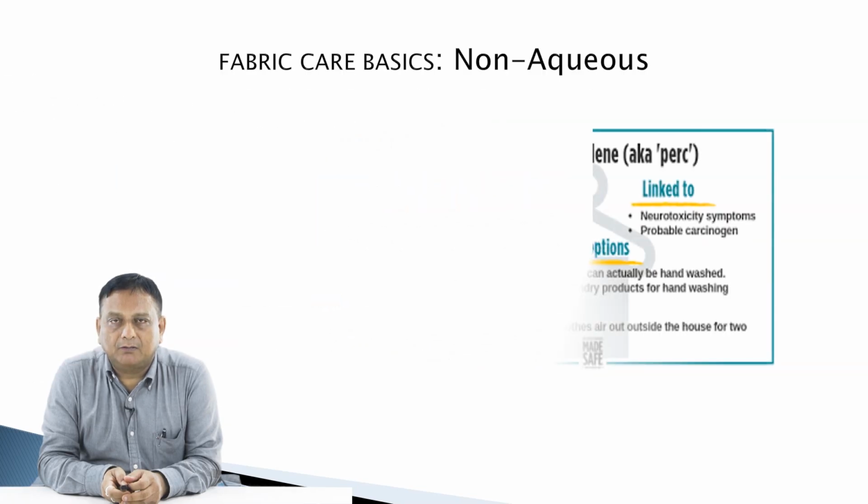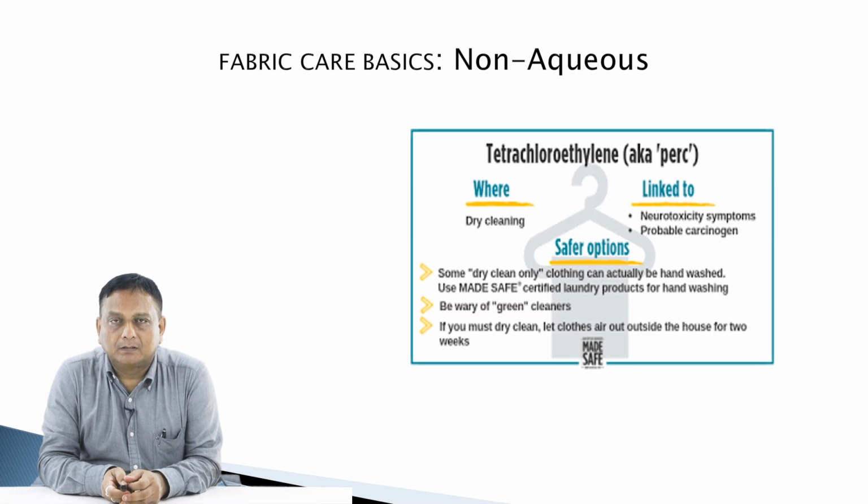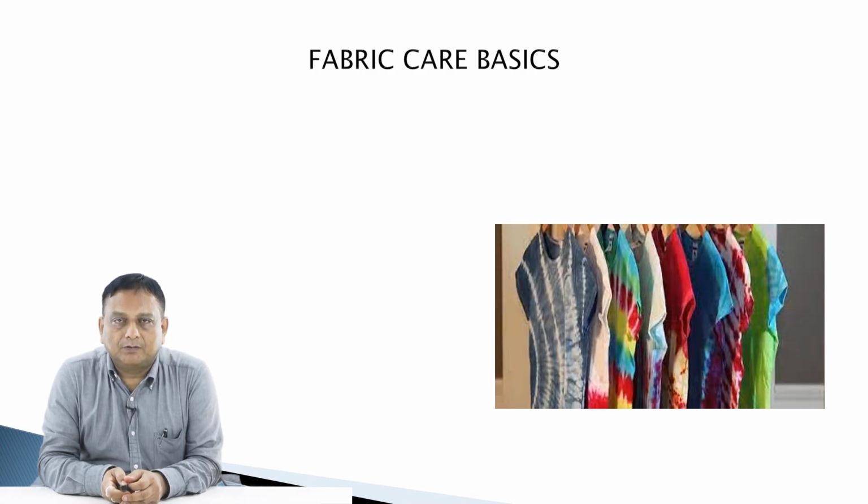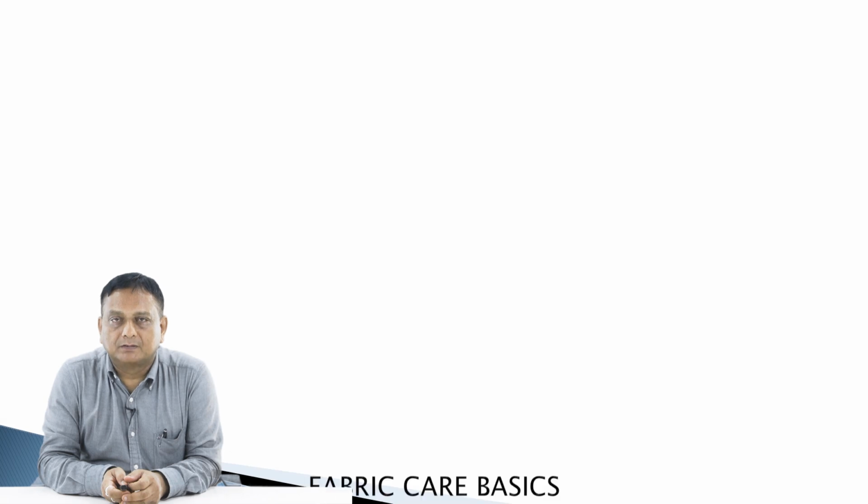Now, in non-aqueous media, normally tetrachloroethylene, or in short PERC, is used for washing the garment. That is called the dry cleaning operation and it is in non-aqueous media. Let us see now fabric care basics. Different types of garments and different colors are there, and three main aspects are there: the finishing of the garment, the color of the garment and the design of the garment. Those things are to be kept intact while we are washing.